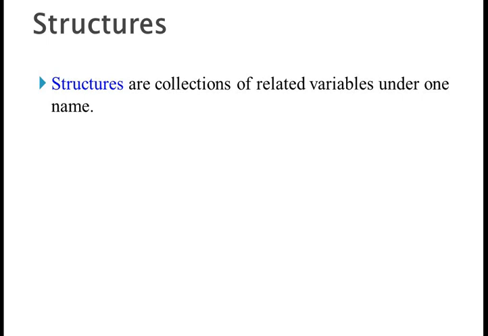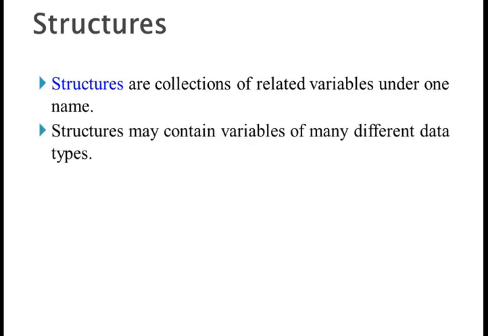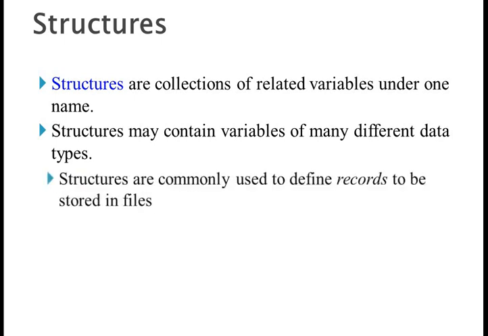But if I want to store different types of values, for example a particular student's name, that is an array of characters, and after that its enrollment number, marks in various subjects, college name, branch name. If I want to store these variables under one name, then I can create a structure in the C programming language. It may contain variables of many different data types. That is the key point of structure.